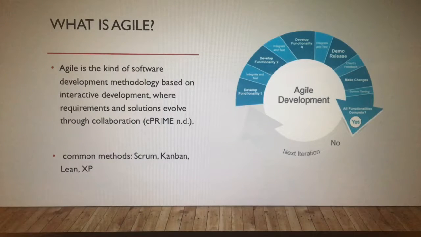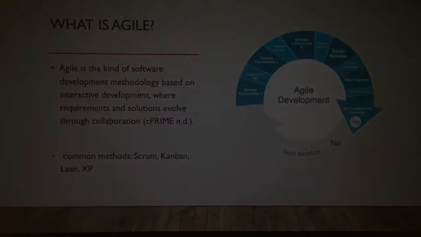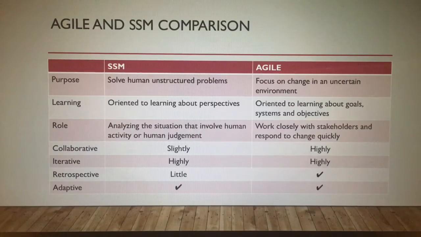What is Agile? According to C Prime, Agile is a kind of software development methodology based on interactive development, where requirements and solutions evolve through collaboration. It includes 4 common methods, which are Scrum, Kanban, Lean, and Scrum program. Based on previous pages, now we move to comparison.